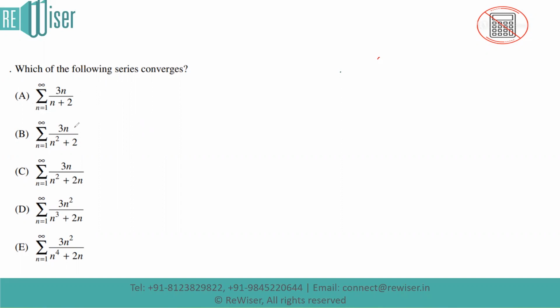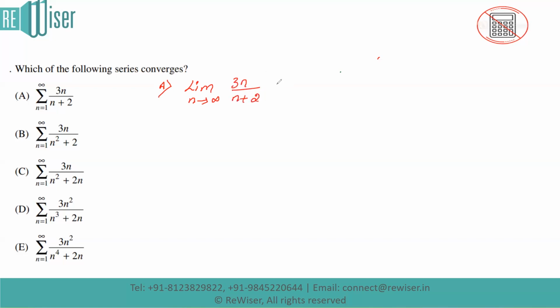If I take the first option, which is 3n over n plus 2, for this one I will try to apply the nth term test. For option A, I will apply the nth term test. The nth term test goes something like this: limit as n tends to infinity of 3n over n plus 2.